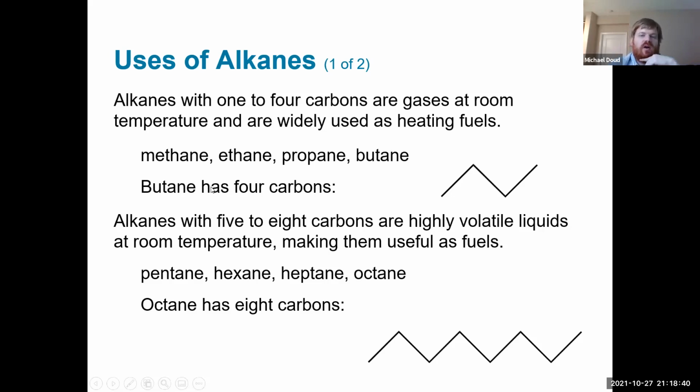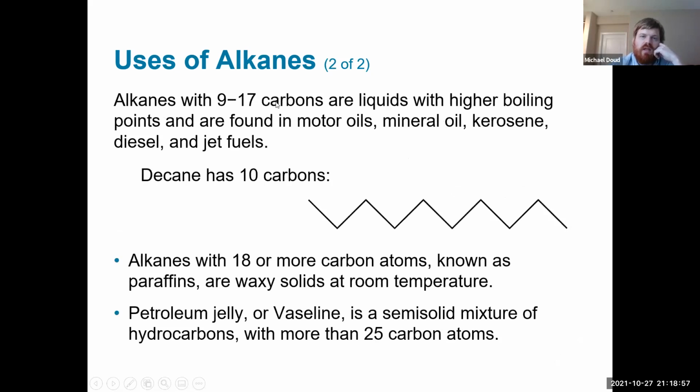Alkanes that have 5 to 8 carbons are highly volatile liquids, and they're useful as fuels. So pentane and hexane in particular are really useful solvents in an organic chemistry lab. Octane is one of the main components of gasoline, so it's a really useful fuel that you can use to burn.